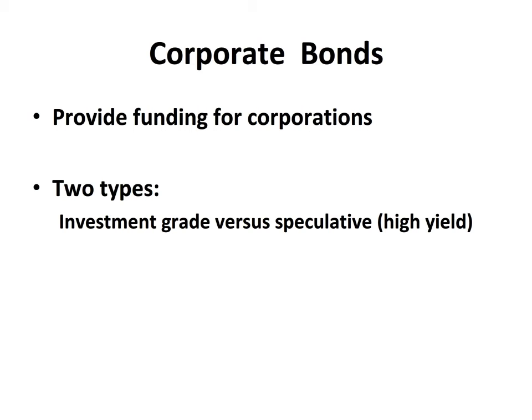The second big differentiation we make in corporate bonds is investment grade, which would be higher quality, versus speculative grade. Speculative grade has higher risk. Higher risk would have higher yields. So the difference here: investment grade will have lower risk, lower yields. Speculative grade will have higher risk and higher yields. So in the bond market, if you want higher yields, you're going to have to take higher risk.